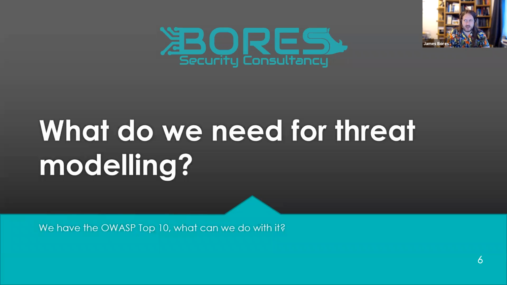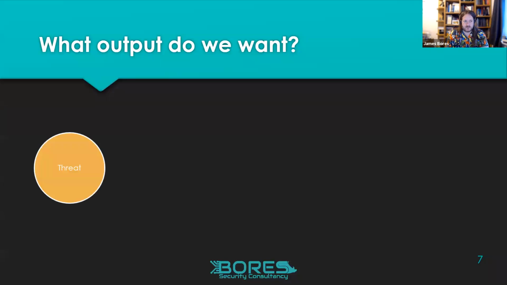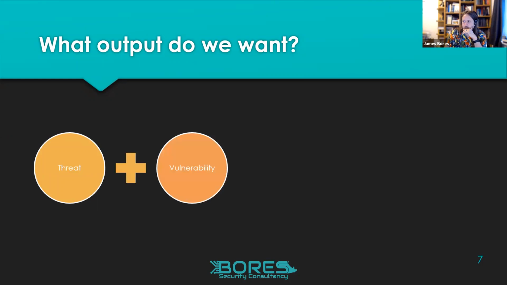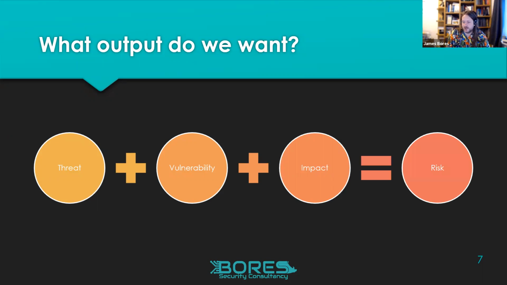Now, what do we need for threat modeling? We've got the OWASP top 10, that's great. What can we actually do with it? Well, as said, we need to have a threat, a vulnerability, and an impact. And then what we want to get out of it is the risk. And if we are missing any of those three, we don't get a risk out. That means we cannot resolve the risk.